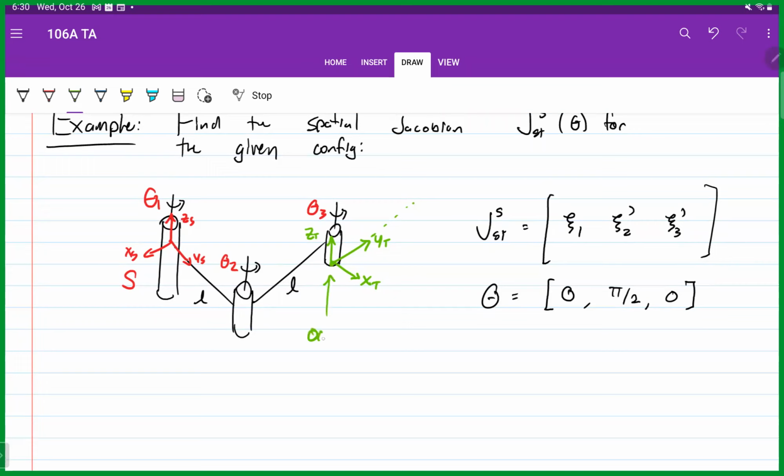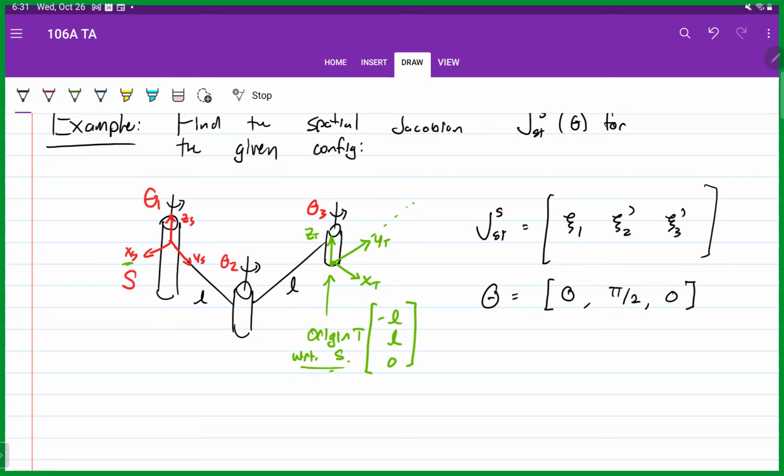So our origin is going to be at minus L in the X direction, because we're going backwards with respect to that axis. It's going to be at L along the Y direction, and since they're at the same height, it's going to be at 0 in the Z direction. That's the origin of the tool frame, origin T with respect to.